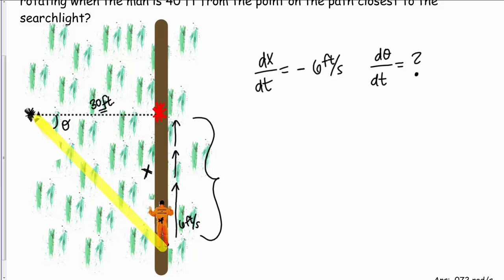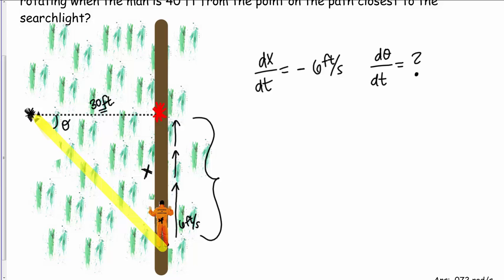So now that we have established our variables and the associated rates of change of those variables, we want to find some sort of relationship between these variables and write an equation to represent that relationship. So here the important variables in my story are x, the distance that the convict has walked along this path, or the distance he is from my red star here. And then theta is also an important variable. So I need to come up with some sort of relationship between x and theta.